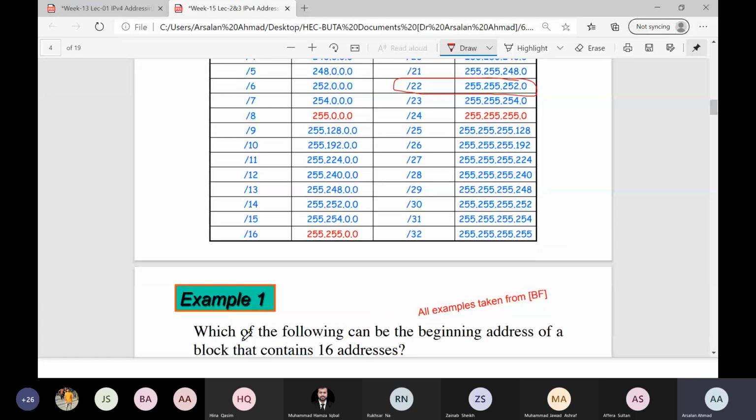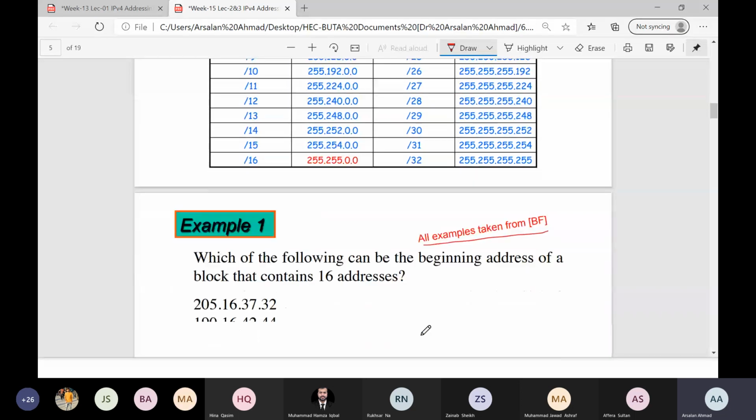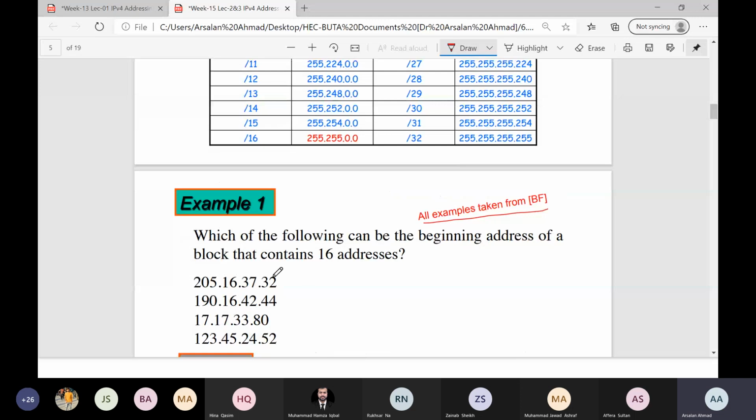So I have example 1. All examples are taken from the book of Behrouz Forouzan. Which of the following can be the beginning address of a block that contains 16 addresses? You will solve it. Which of the following can be the beginning address of a block that contains 16 addresses? 32 and 80. A and C. A and C are the right answer. Good, you are right.